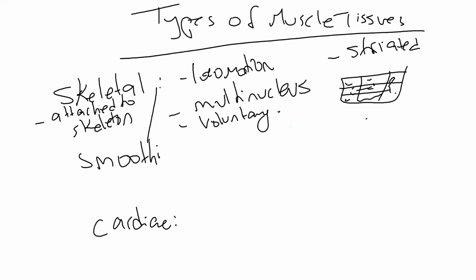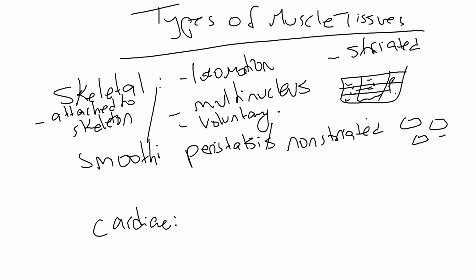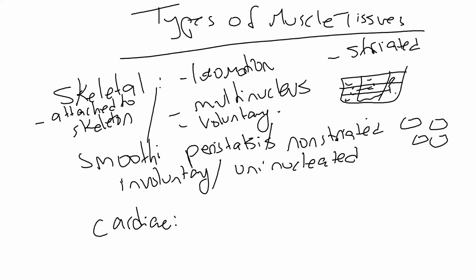Now the smooth muscle allows peristalsis, the mechanical movement of the stomach. It is non-striated, looks like this. Smooth. It's involuntary, you cannot control it. Uninucleated, and its location is inside the intestine, arterioles, lungs.